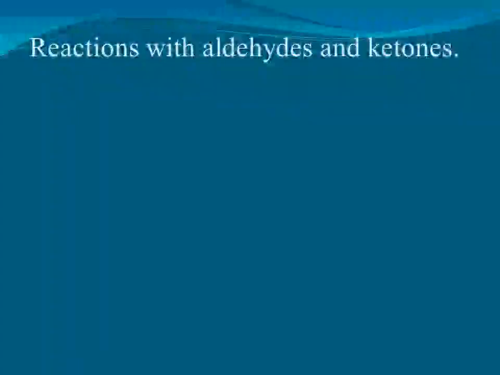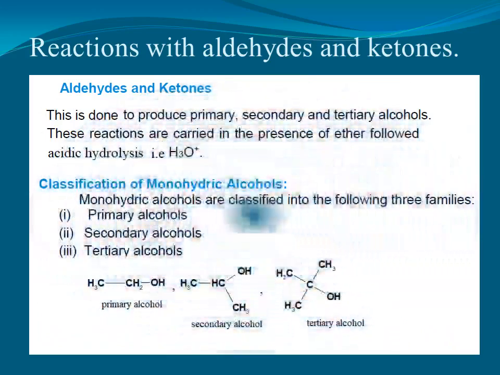Start with the reactions of Grignard's reagent. First of all, we are going to see the reactions with aldehydes and ketones. The reaction with aldehydes and ketones is done to produce primary, secondary and tertiary alcohols. These reactions are carried out in the presence of ether followed by acidic hydrolysis, meaning the breakage of water in the presence of acid, and the H and OH is going to react in the chemical reaction.